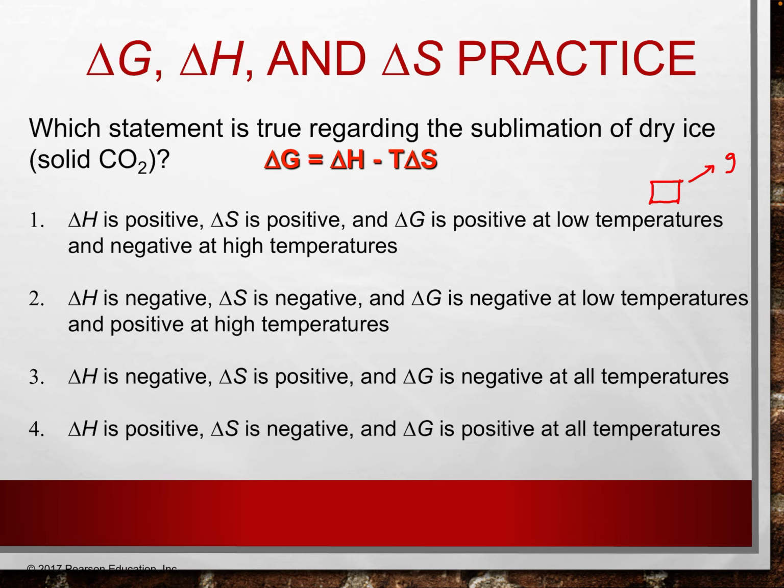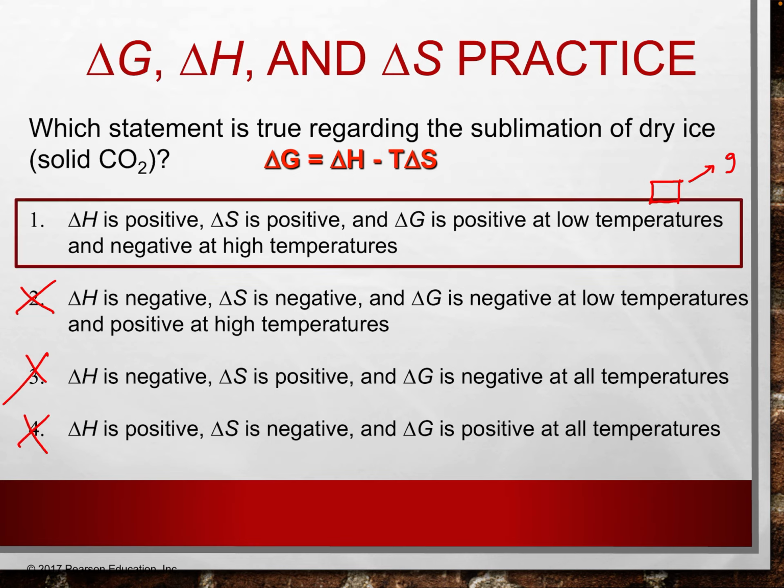All right, let's go over this. The first thing, let's talk about delta H. It's going from a solid to a gas, and to go from a solid to a gas, that needs to take in energy, right? We need to take in enough energy to make that phase change. So that means that delta H will be positive because it's absorbing heat. So it can't be 2, can't be 3. And then it's going from a solid to a gas, so that means we are increasing in disorder, right? That means that delta S is positive, so it can't be 4. So even if you only got that far, you should come up with our answer, which is number 1.